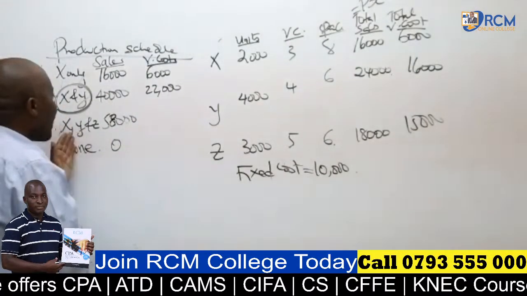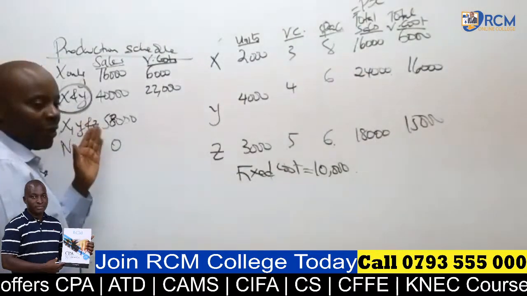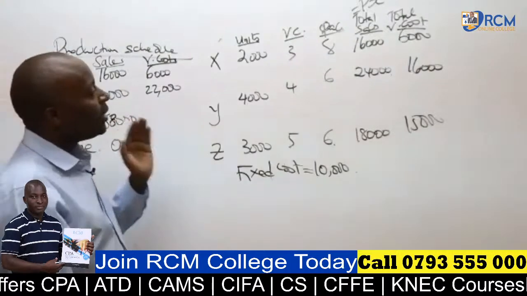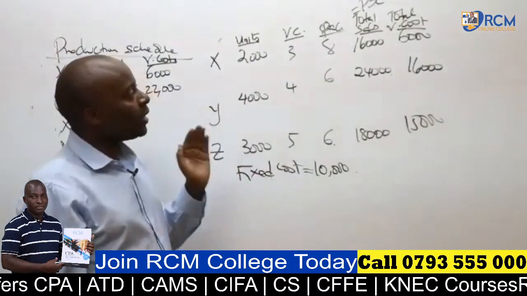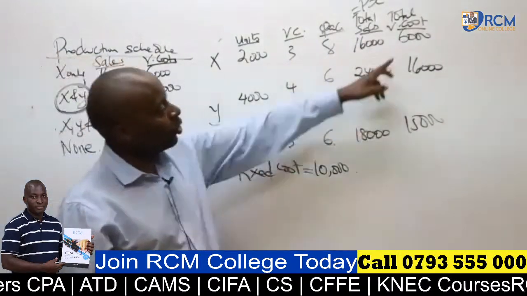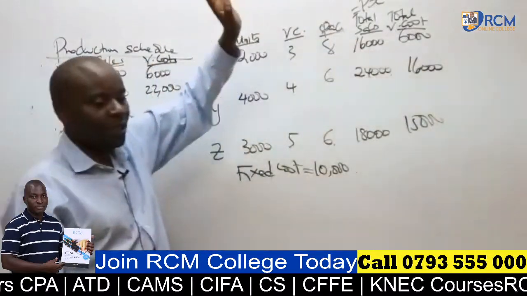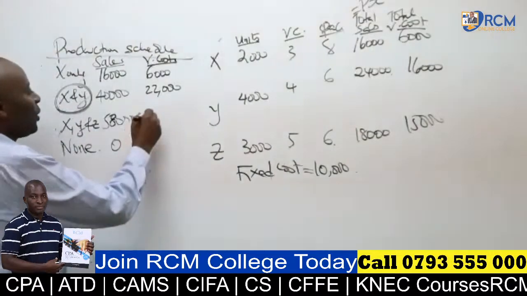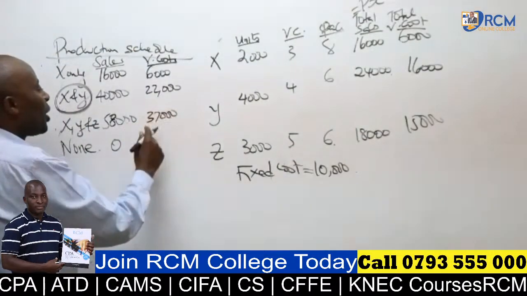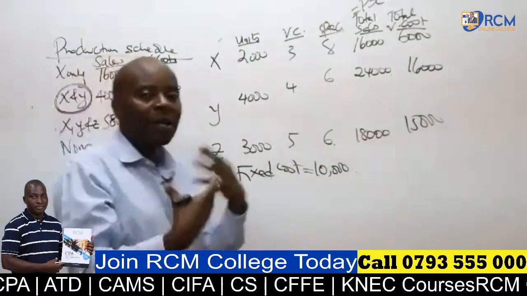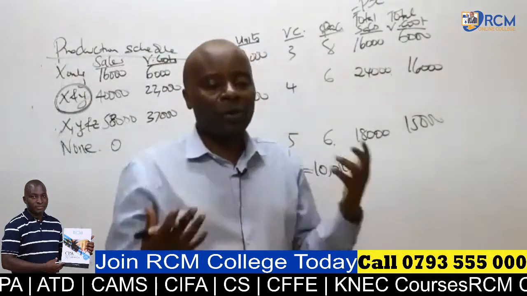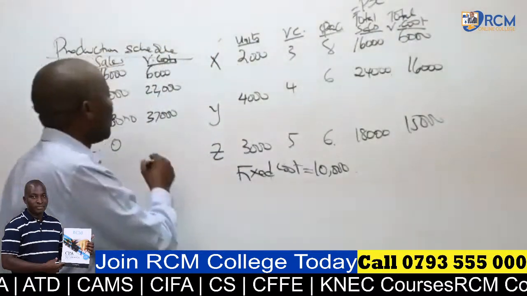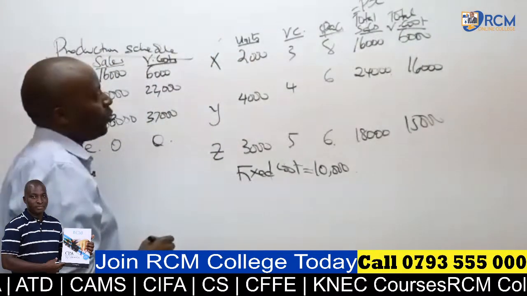If we produce X, Y, and Z, what will be the total variable cost? You add the three, which gives me 37,000. Ladies and gentlemen, of course, if we produce none, remember variable cost vary with the number of units. If you produce 0, variable cost automatically will be 0.